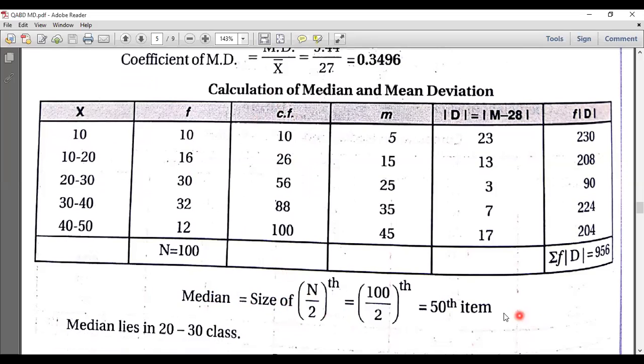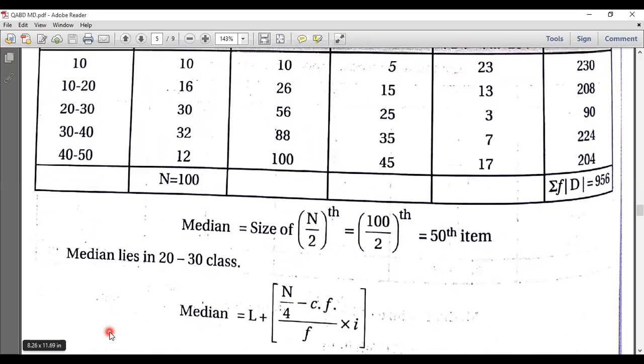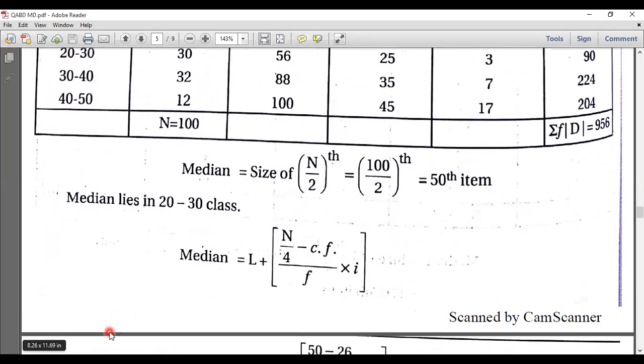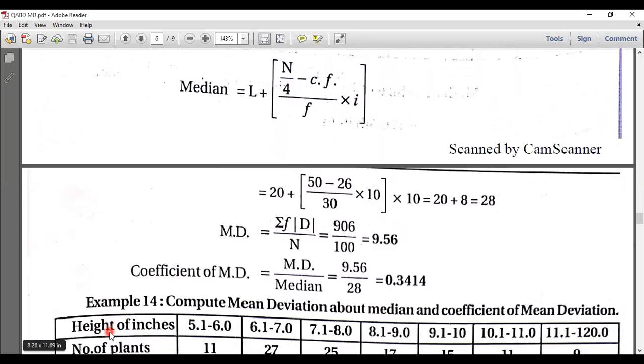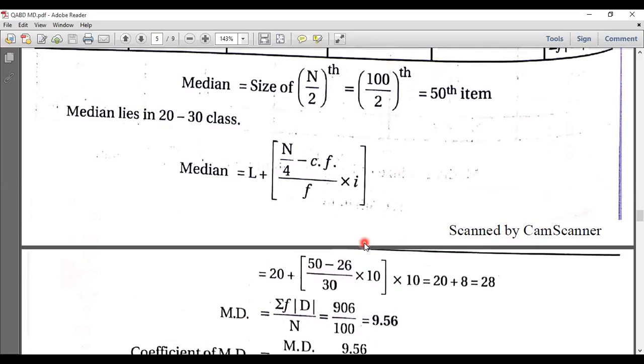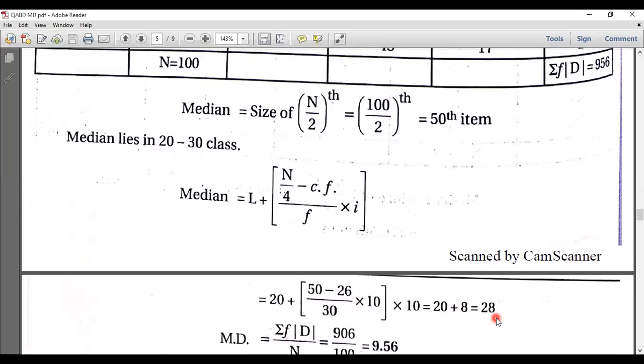Here we got the 50th term, so we'll find the next higher value in the cumulative frequency. We got 56. The class corresponding to 56 is the median class. So for the median class, we apply the formula and we'll get the median value. Once we get the median value, now solve the mean deviation. Here we got 960. Once we have the median, how much did we get here? 28.